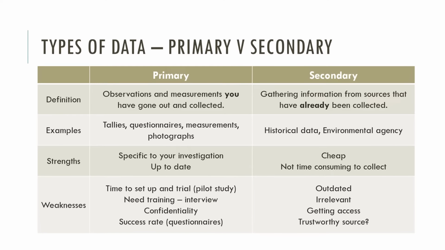And so again, types of data, really for investigations, there are 2 types. You've got primary and secondary. Primary is anything that you go out and collect. Secondary is data that's been collected by somebody else. And so you need to be aware of the strengths and weaknesses of each one. So again, I've tried to summarize this for you in a table. So again, pause the video, make some notes, or add these points to your notes.